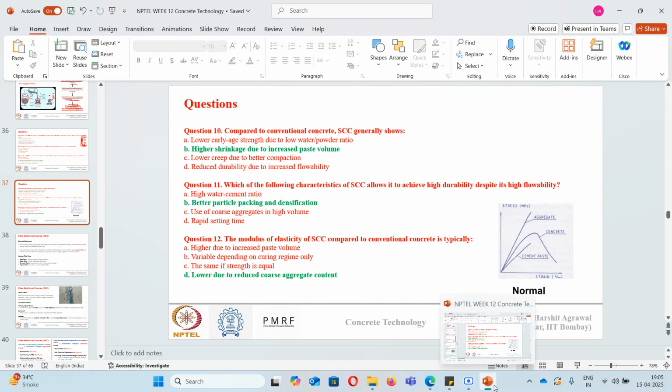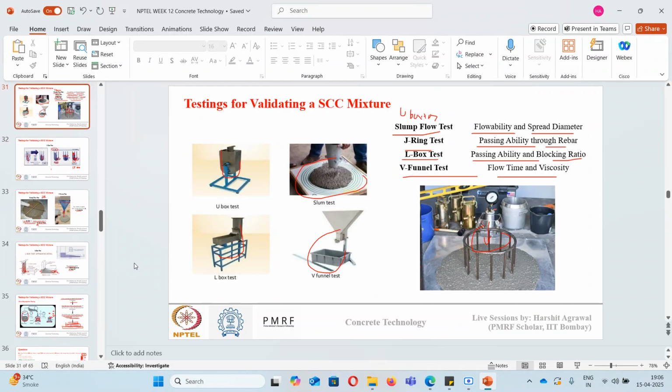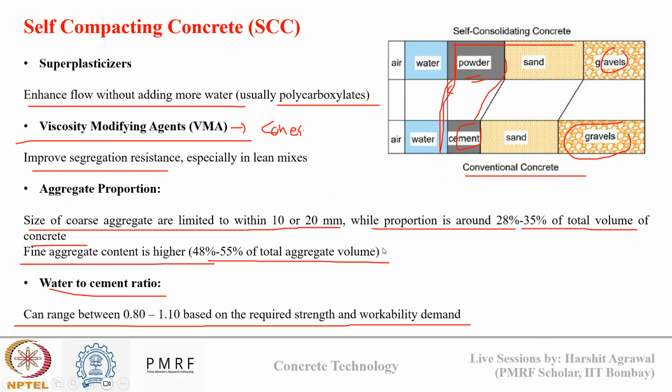Sir, one doubt. When you are producing self-compacting concrete, if you use powder content replacing the cement, like replacing the cement with 5, 10, 15, 20, 25 percent, then the water demand will increase because of the powder content. Then how to manage that water cement ratio?